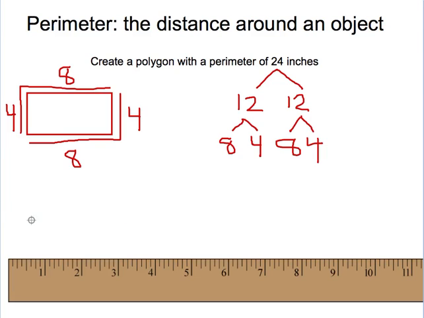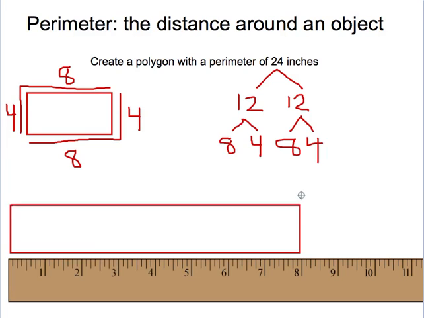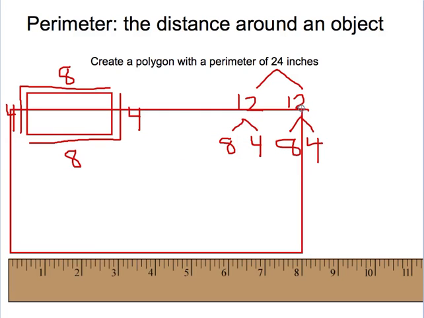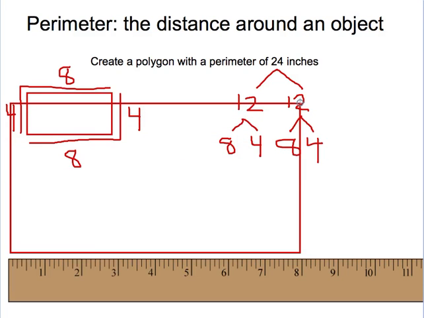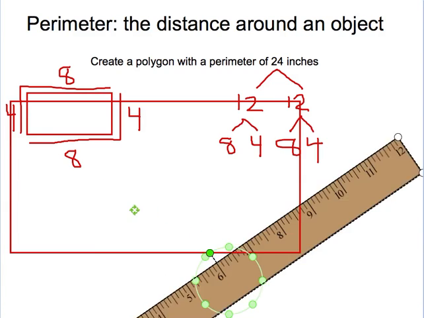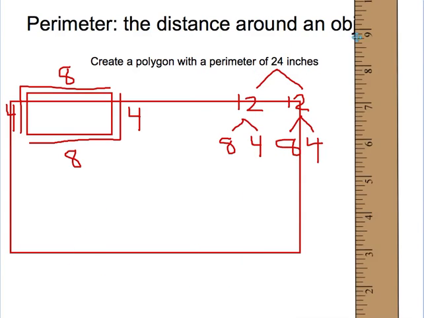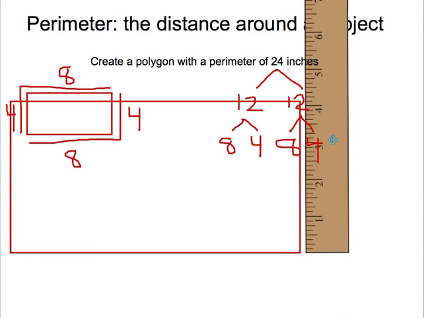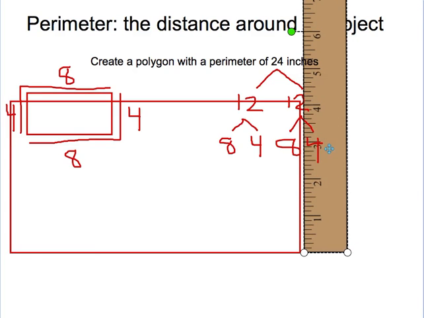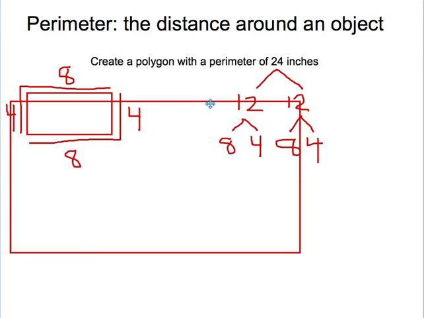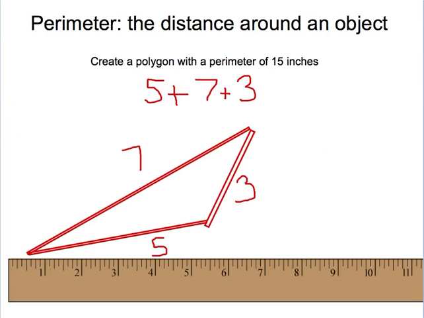So if I were building this shape, I would need it to be 8 inches long and 4 inches high. And I'm just going to estimate right now. It's probably about 4. I could take my ruler then and rotate it around and confirm that it is indeed 4 inches long. Yep.